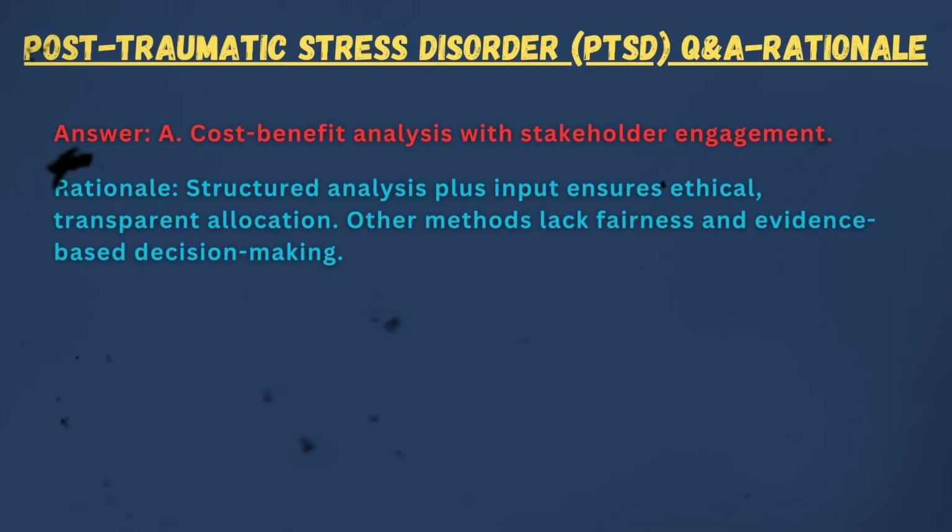Answer: A. Cost-benefit analysis with stakeholder engagement. Rationale: structured analysis plus input ensures ethical, transparent allocation. Other methods lack fairness and evidence-based decision-making.